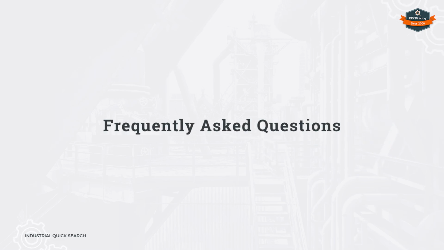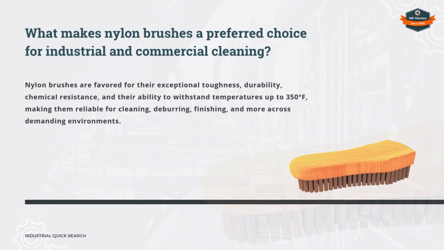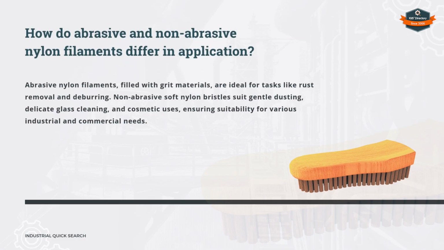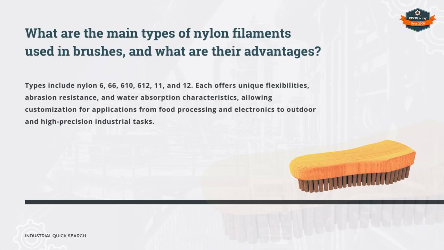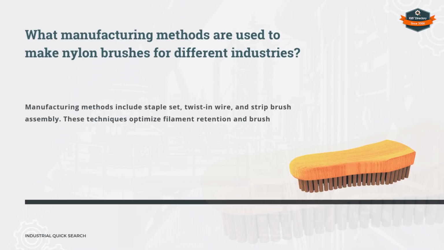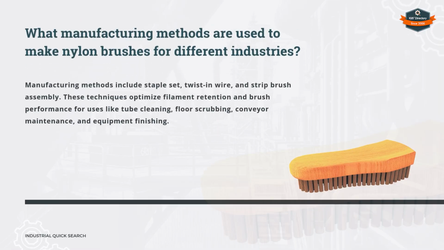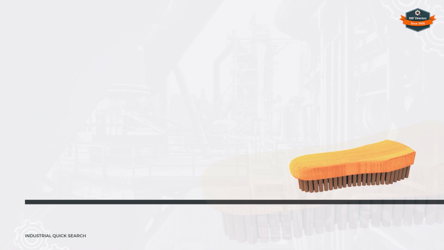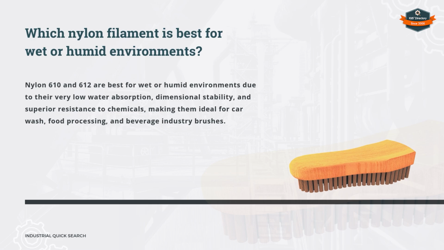Frequently asked questions. What makes nylon brushes a preferred choice for industrial and commercial cleaning? How do abrasive and non-abrasive nylon filaments differ in application? What are the main types of nylon filaments used in brushes, and what are their advantages? What manufacturing methods are used to make nylon brushes for different industries? Which nylon filament is best for wet or humid environments?